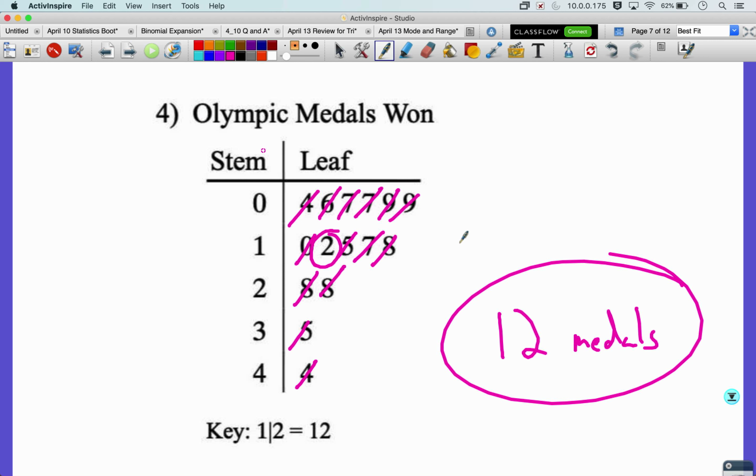All right, we can assume that that's by country. Would it maybe make sense for there to be a maximum of 44? Well, no one individual has ever won 44 Olympic medals, so this is probably by country.